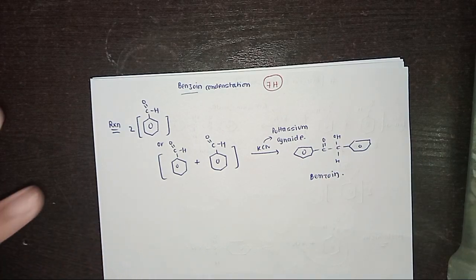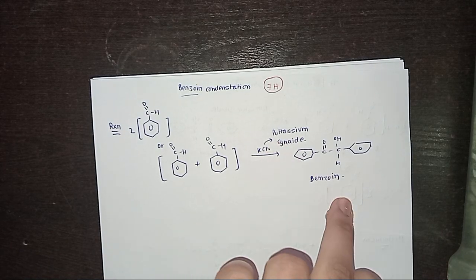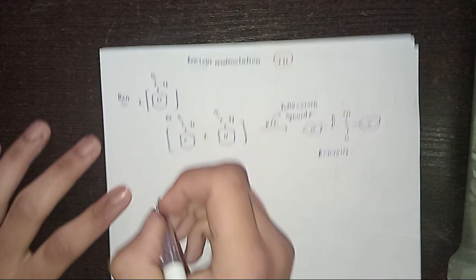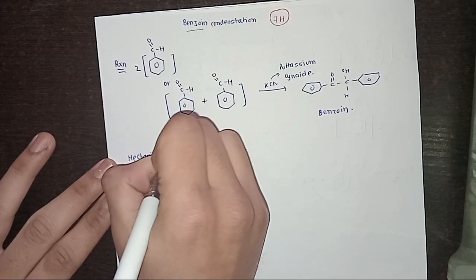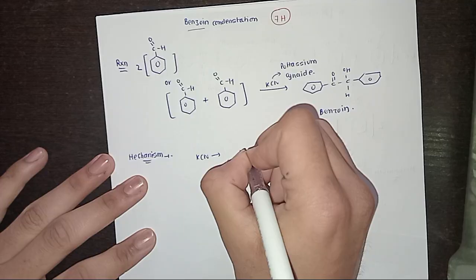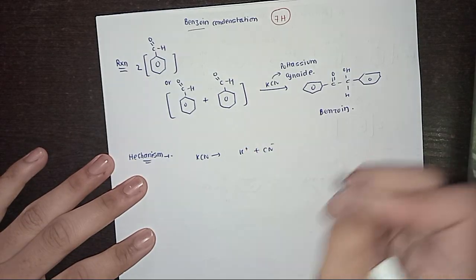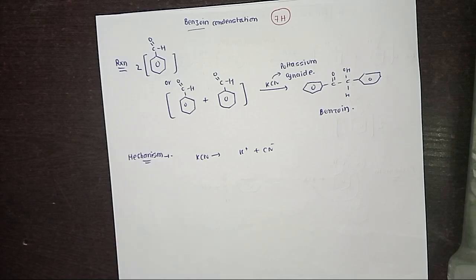Now we have studied the reaction that two benzaldehydes reacting in the presence of potassium cyanide will form benzoin. But how is it possible and how is it forming? For that we have to study the mechanism of this reaction. In the mechanism, we will take KCN and dissociate it into K positive and CN negative. KCN is potassium cyanide, which dissociates into the potassium and cyanide ion.